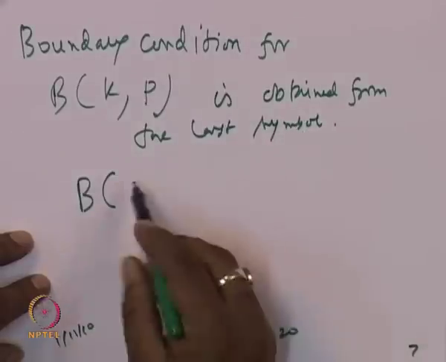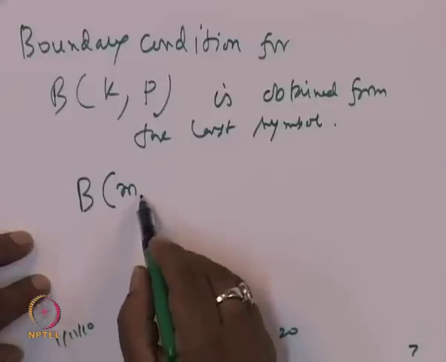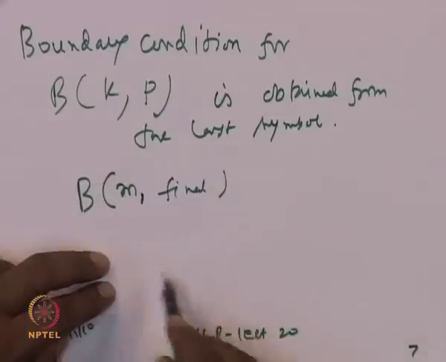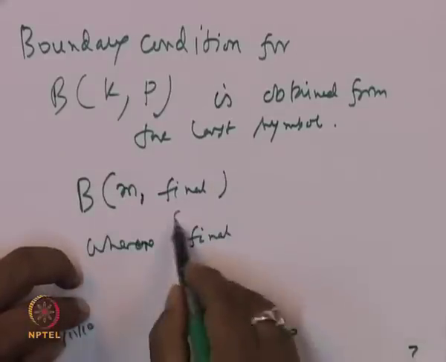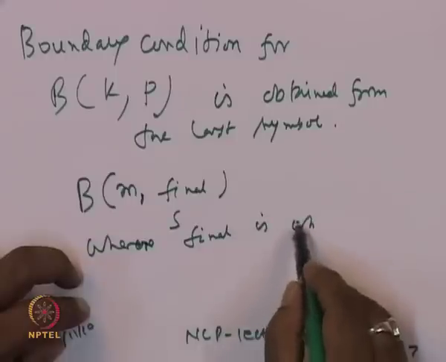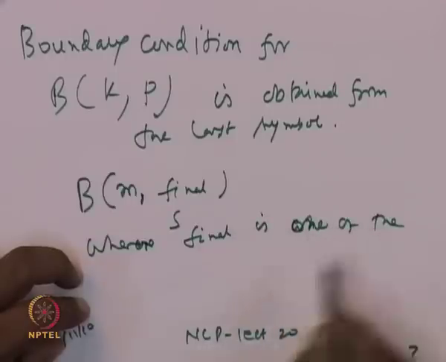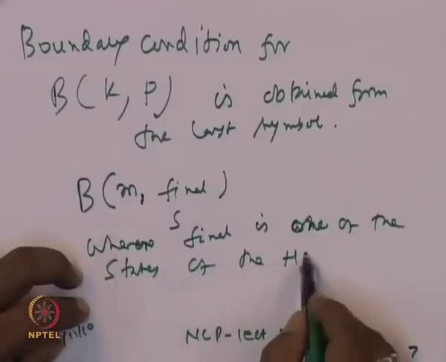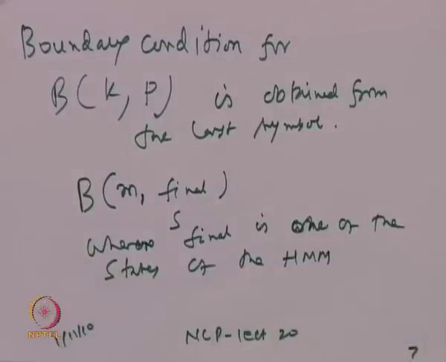So, we essentially have to write B_m(S_final), where S_final is one of the states of the HMM. All right. So, this gives us a complete picture about the forward and backward probabilities, which are useful for various calculations in hidden Markov model.